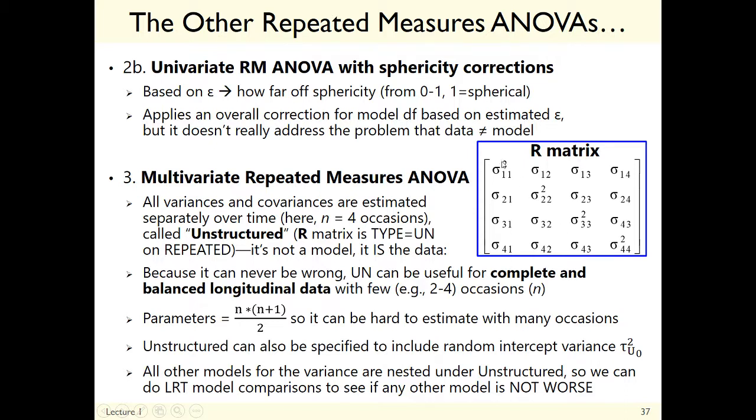So for instance, for 4 occasions, a multivariate model for the variance here would take 10 parameters. Here's the formula for how many parameters it takes. SEM folks will recognize this. So if I had, say, 100 occasions, how many parameters would this take? A lot. 100 times 101 divided by 2. And we haven't even talked predictors yet. So at a minimum, you need as many people as parameters to estimate this thing.